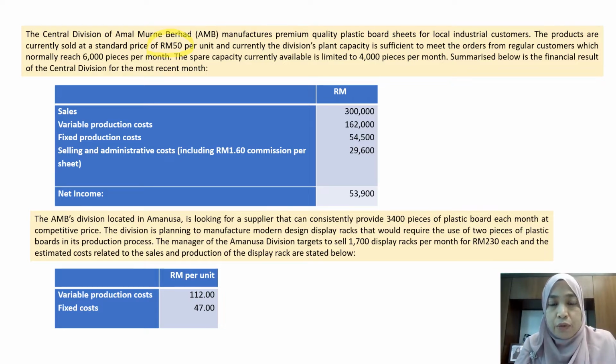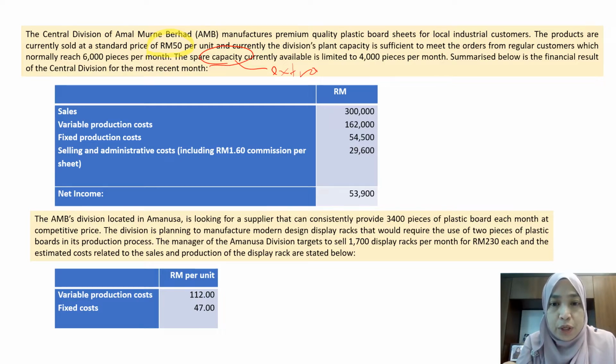Currently the division plant's capacity is sufficient to meet the order from regular customers, which normally reach 6,000 pieces per month. The spare capacity currently available is limited to 4,000 pieces. Spare capacity means extra capacity. Summarized below are the financial results of the central division for the most recent month. They give a sales revenue of 300,000.